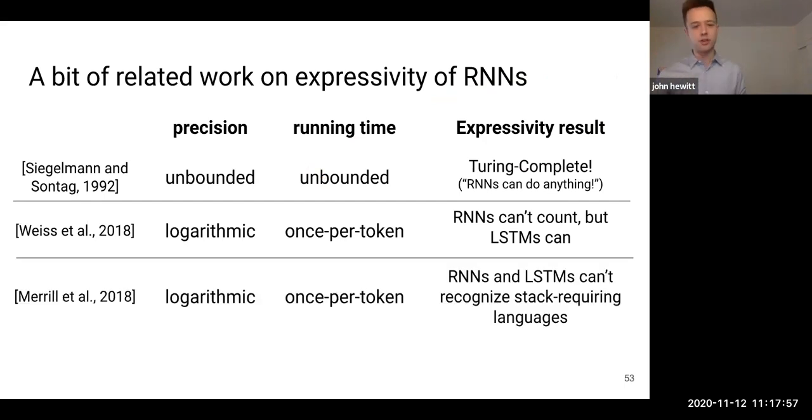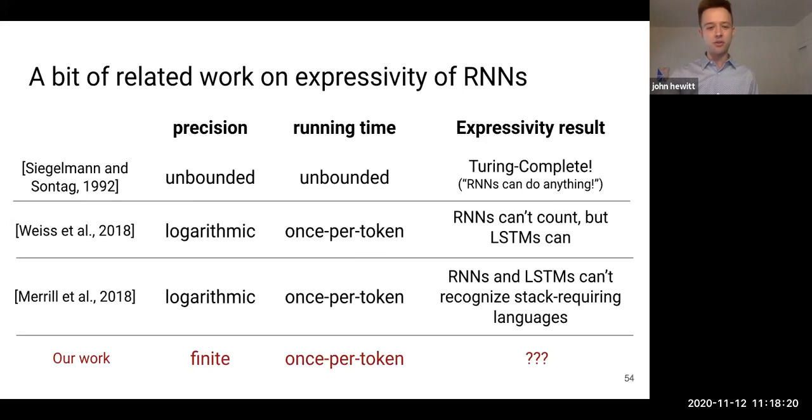And then another result is on the same setting, and this is concerning for us. It showed with logarithmic precision and this once per token running time, RNNs and LSTMs can't recognize languages that require a stack. So it's like, oh, well, that's too bad. It's actually a really interesting result. And it leaves us scratching our heads: does that mean RNNs can't be doing the right thing or understanding syntax in general, if that really does require a stack?